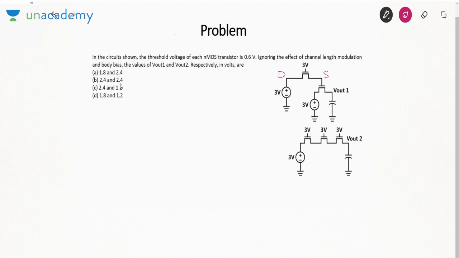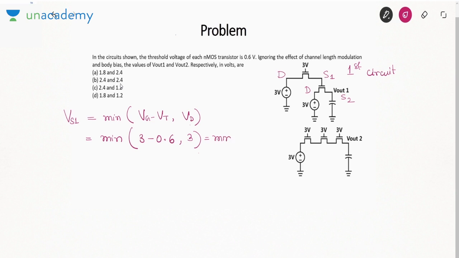This is the drain, this is the source, drain, source. So let us focus our attention on the first circuit. In the first circuit, suppose this is S1. Vs1 is the minimum of Vg minus Vt and Vd. What is the gate voltage? Gate voltage is 3, threshold is 0.6, Vd is 3. So minimum of 2.4 and 3. What is the minimum value? 2.4. So the voltage at this point is 2.4.